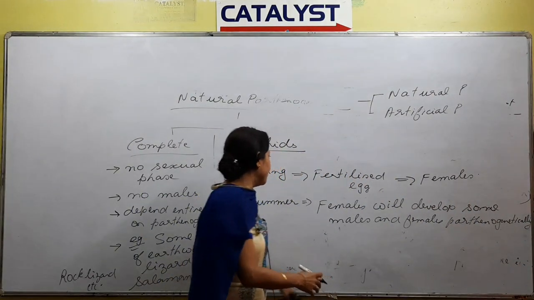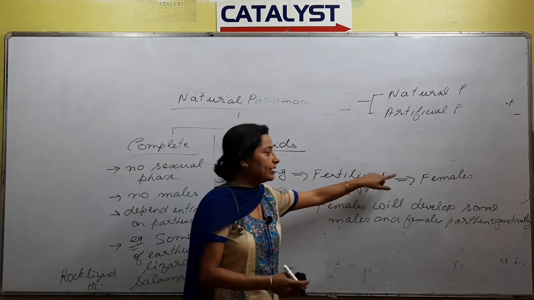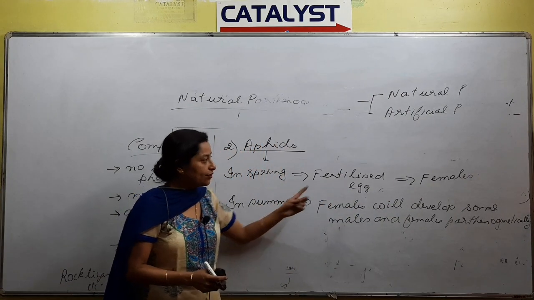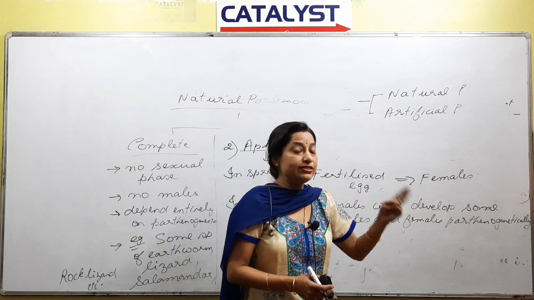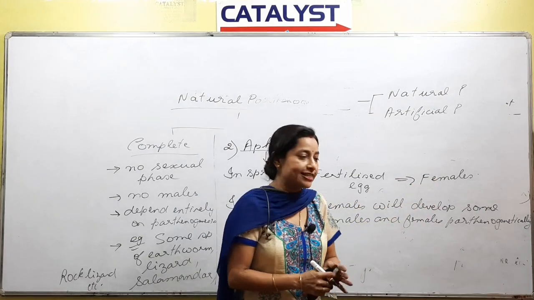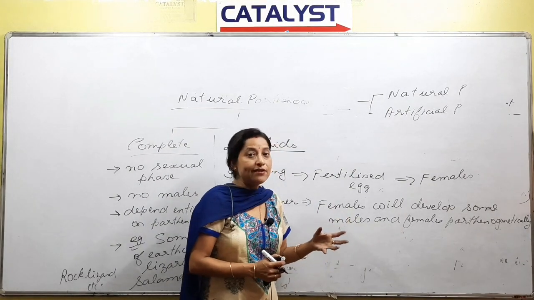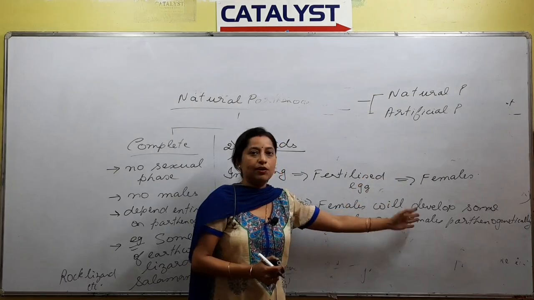In the spring season, the eggs hatch and only females form. But in the summer season, the females that have formed have the capacity to also produce offspring parthenogenetically. So they will lay eggs, and the egg can get converted to a male or it can get converted to a female also.